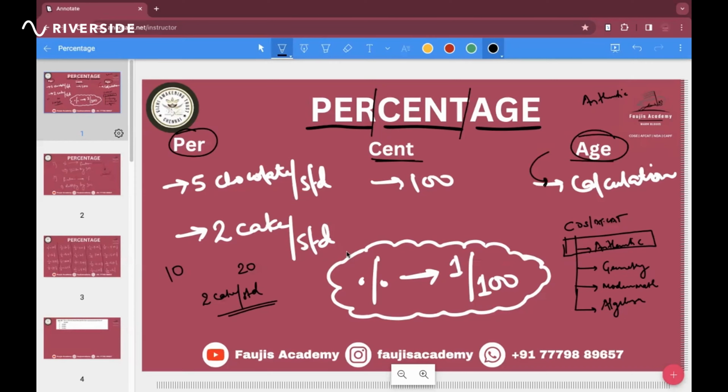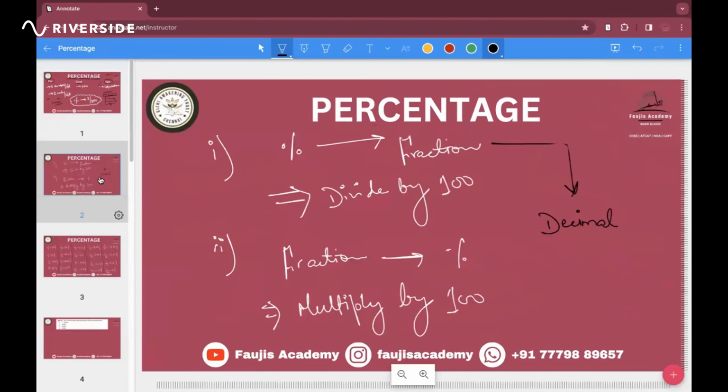One thumb rule I want you guys to remember: wherever percentage comes into the picture, visualize it as 1 by 100. If you are talking about percentage, you have to think in terms of 1 by 100. Any doubt up till here? Shall we move? Yes, sir.